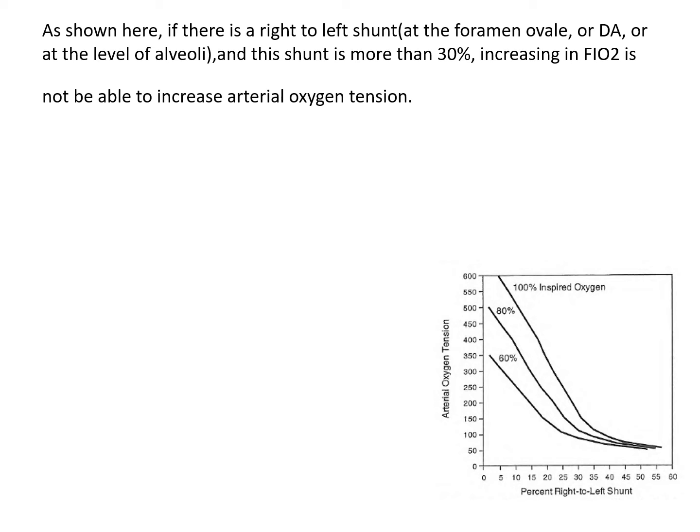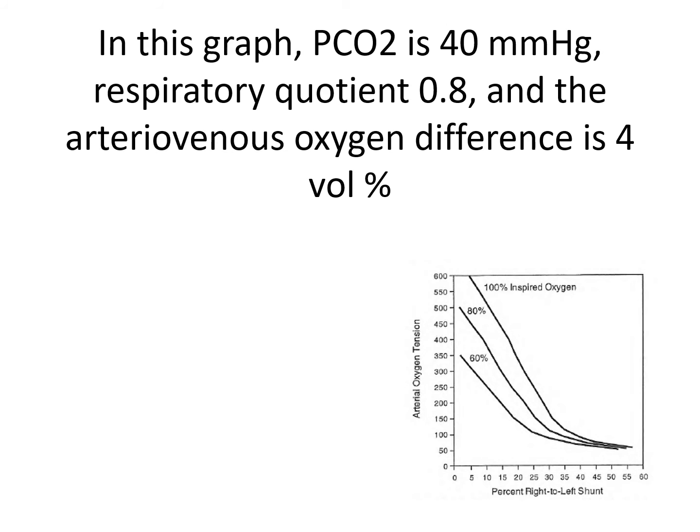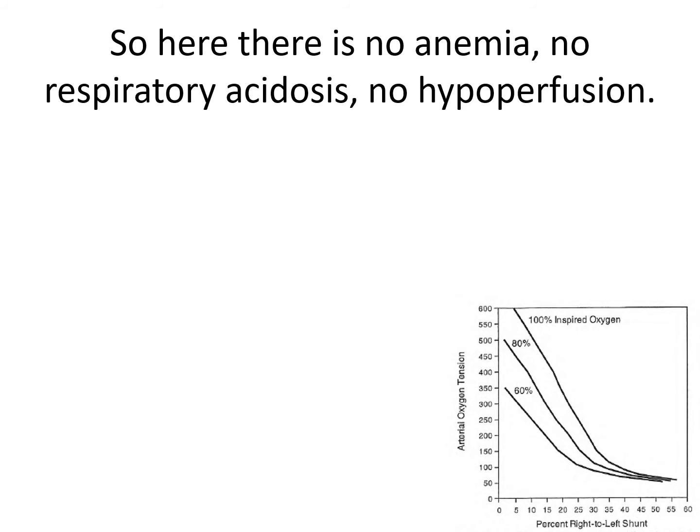And if this shunt is more than 30%, increasing FiO2 can't help the patient, and hypoxemia is persistent. So we should decrease the right to left shunt by decreasing pulmonary hypertension. It is very important. We should decrease pulmonary hypertension. So in this graph, we don't have respiratory acidosis, and we don't have any anemia or hypoperfusion. We corrected all of them, but the patient has hypoxemia.